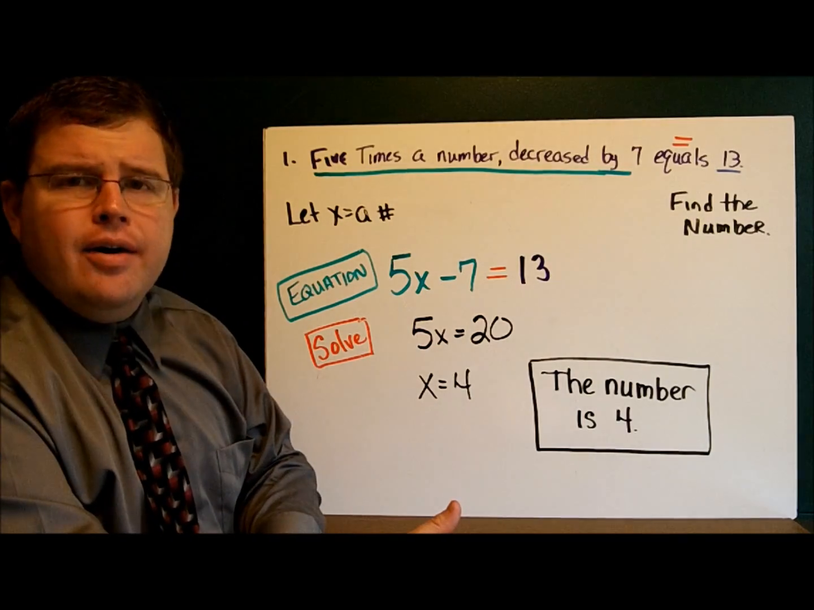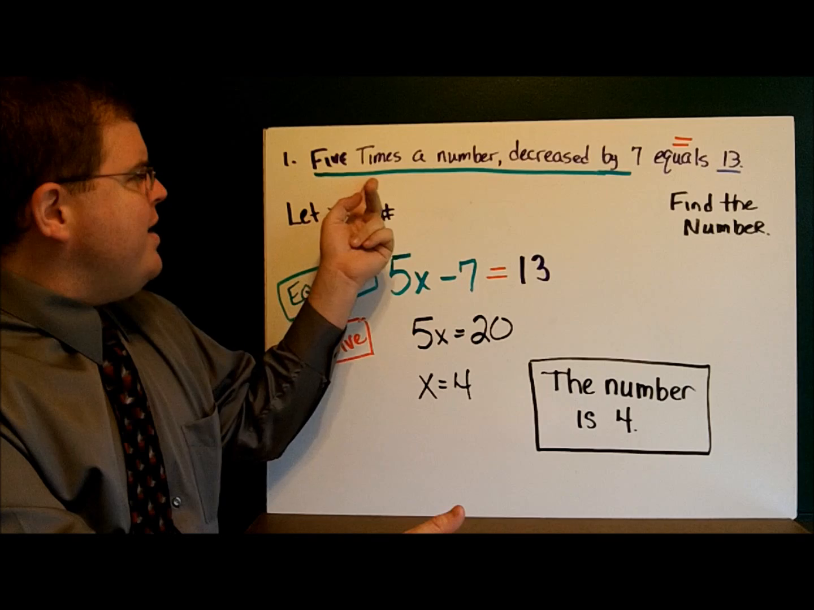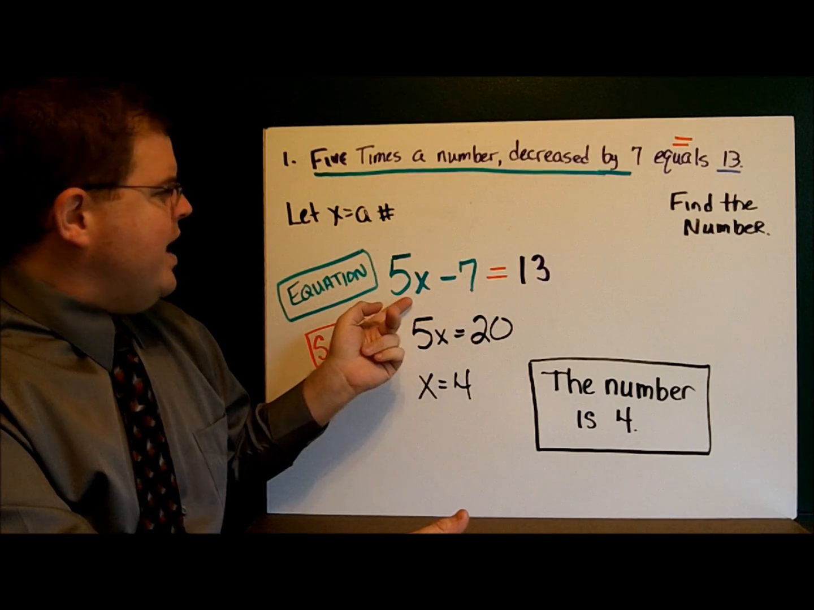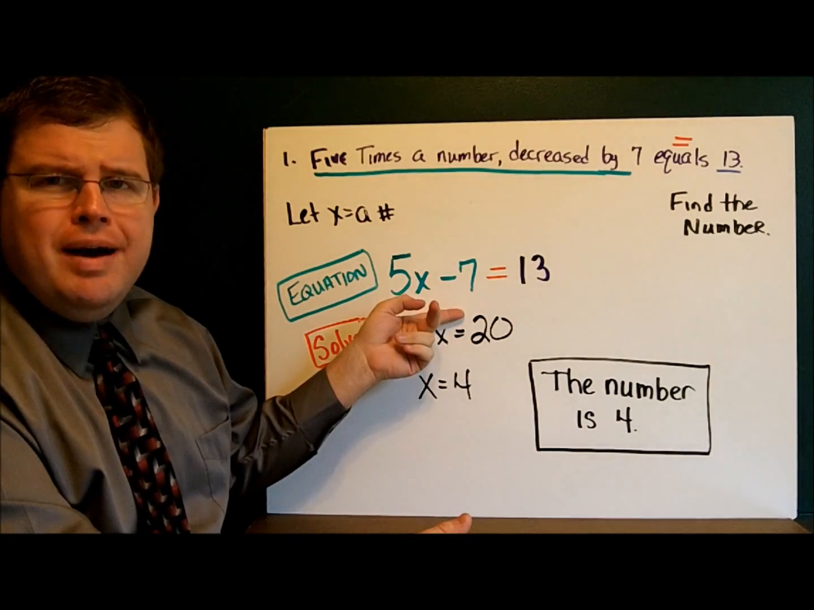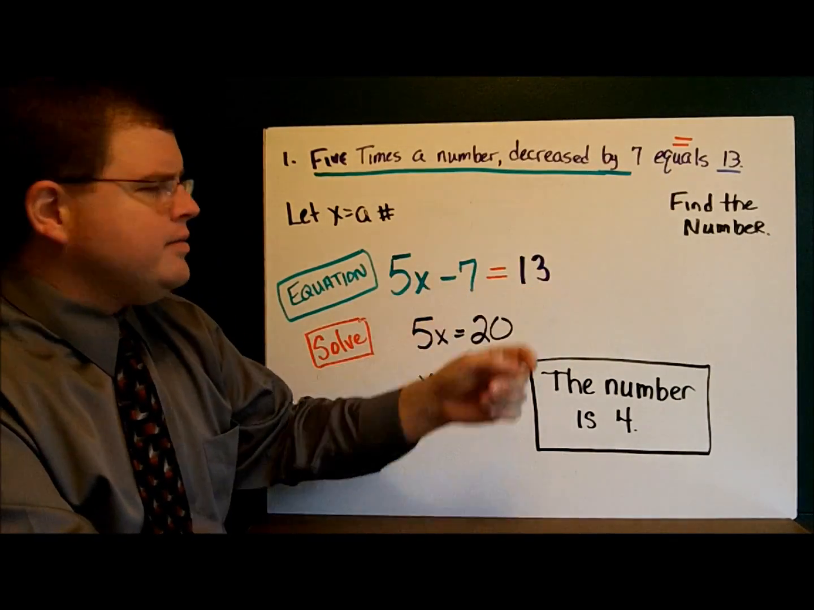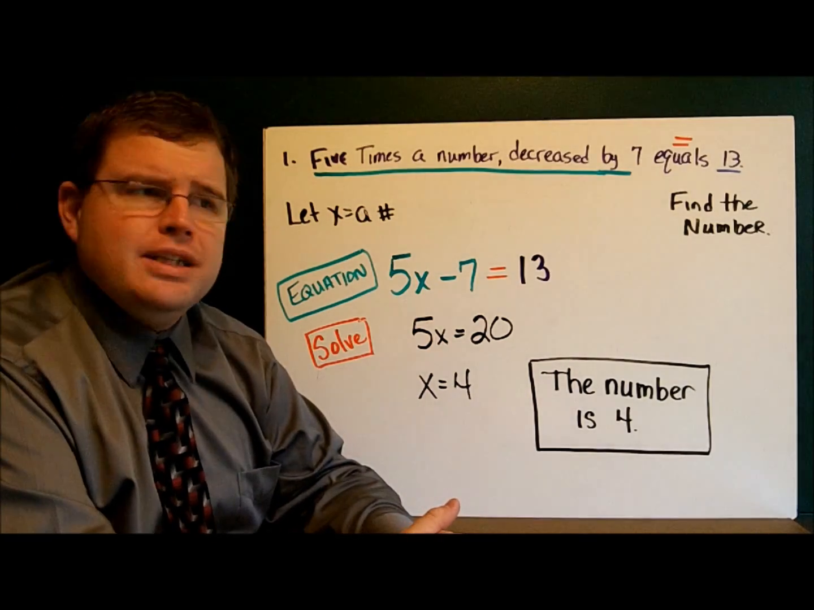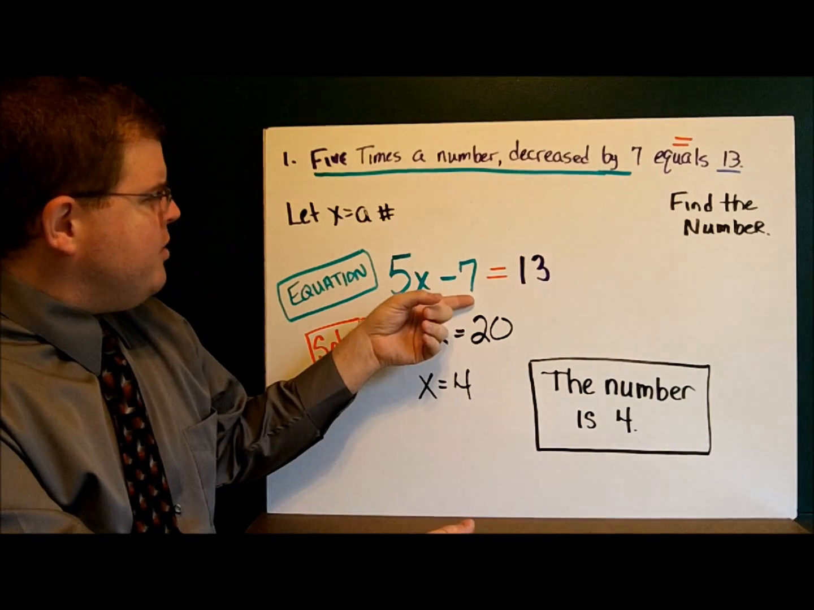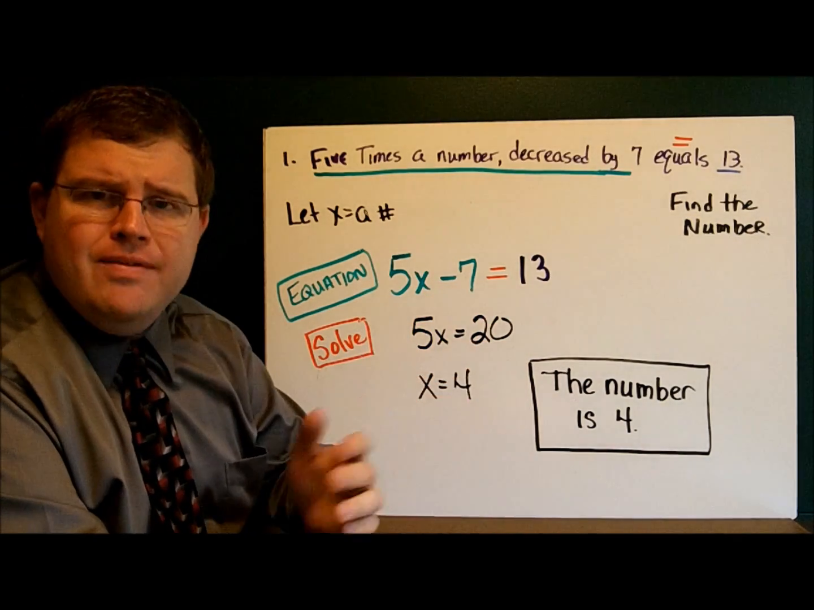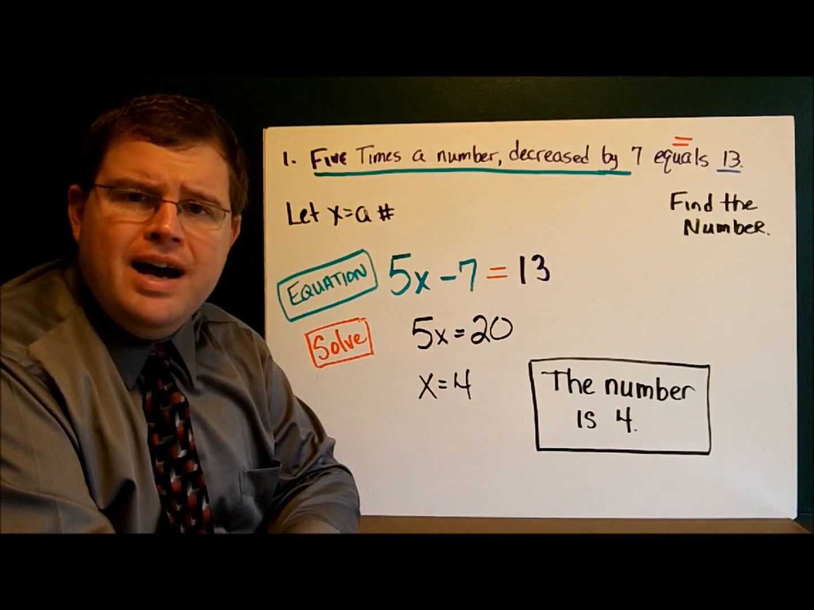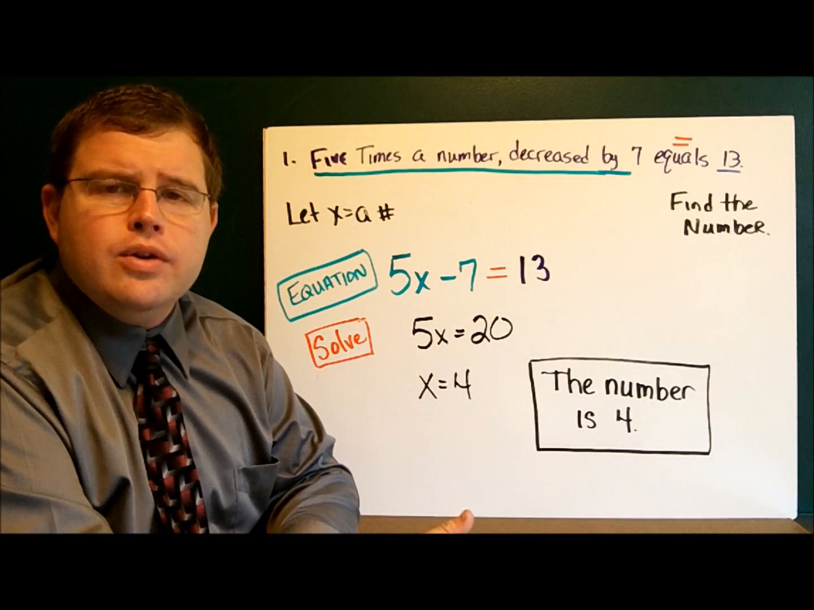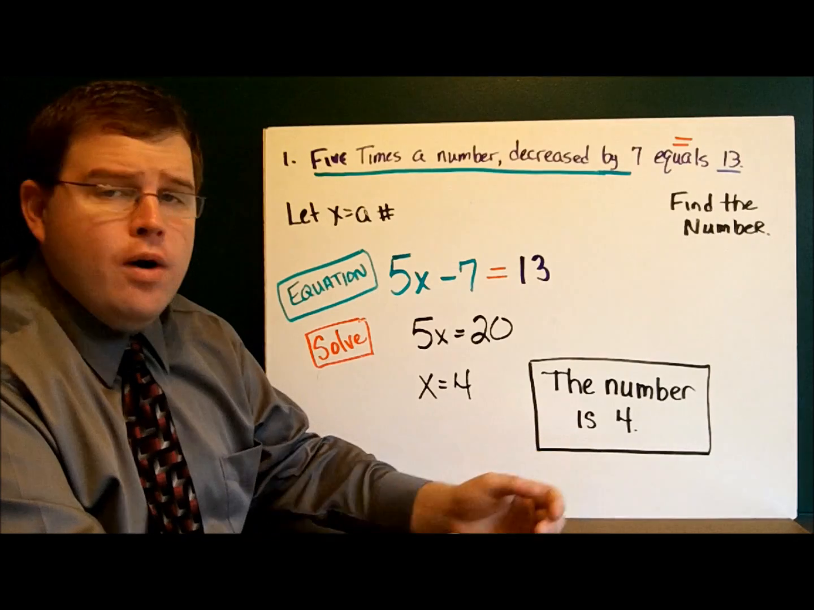Now let's write out our equation. We have 5 times a number decreased by 7. 5 times a number decreased by 7 equals 13. So I've written my equation. Now let's go through and solve. I begin by adding 7 to each side. 5x equals 20. Divide by 5 and x equals 4. So it looks like the number is 4.